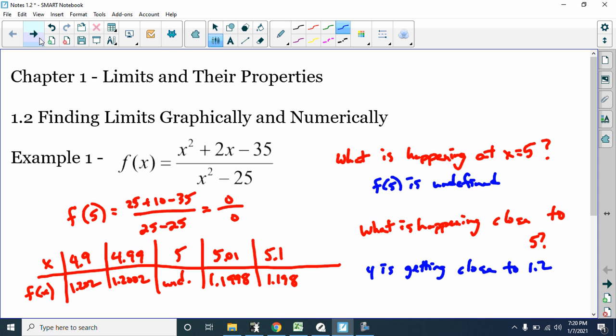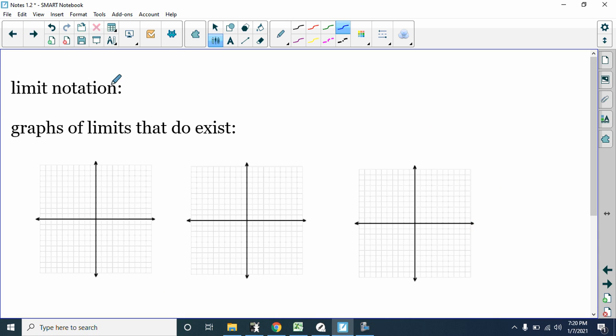So what this is, it's a limit. We define this as a limit. The notation we use is the limit as x approaches 5 of f of x. This is telling us we're evaluating a limit, what the x value is getting close to, of the function equals, and in this case, the y value was 1.2.